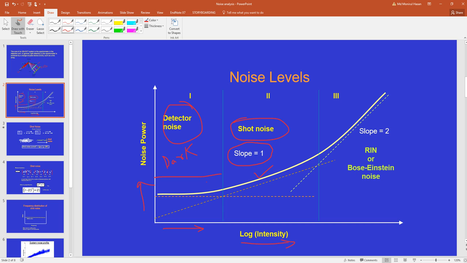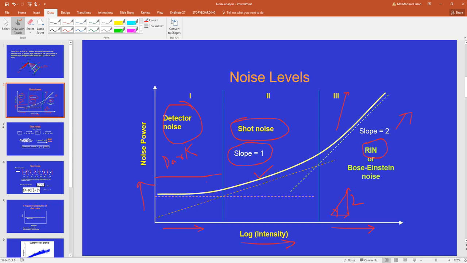But in the case of the green noise, what you see is that if we increase the intensity level, the noise goes up pretty quickly, because here the slope is 2. So if we increase 1 unit in the X direction, we will see the noise in the Y direction increase 2 times. If here is 1, here will be 2 times, because the slope is double.